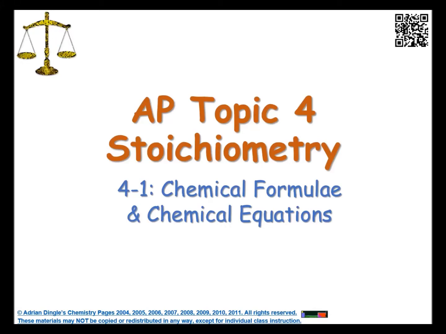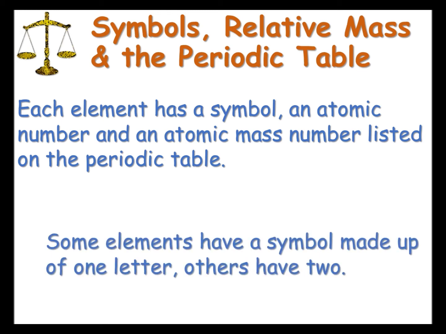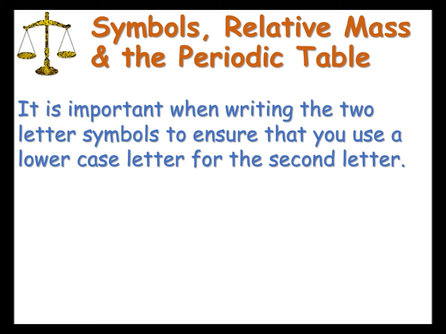Alright, we are going to get into topic 4. We're going to look at chemical formulae and chemical equations. So we'll start just review that every element has a specific symbol, atomic number, and mass number on the periodic table. Some of the elements have a symbol made of one letter and others of two. Make sure that you pay attention to capitalization.